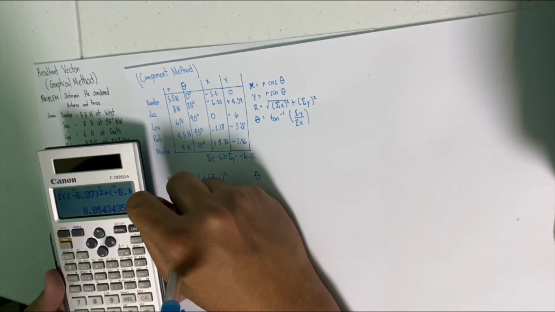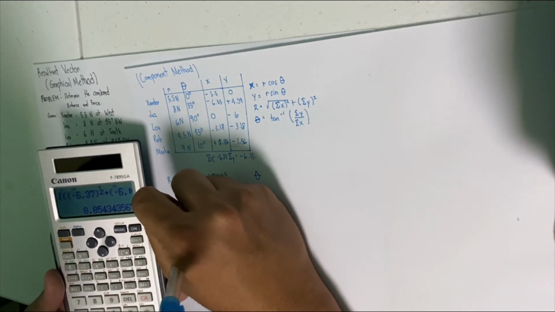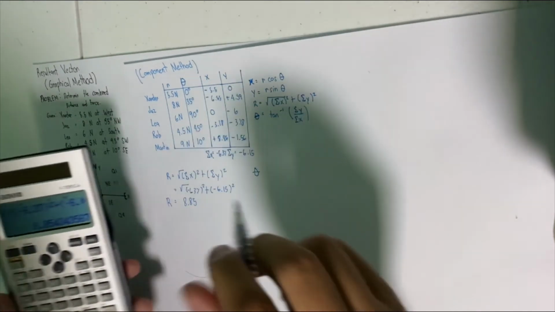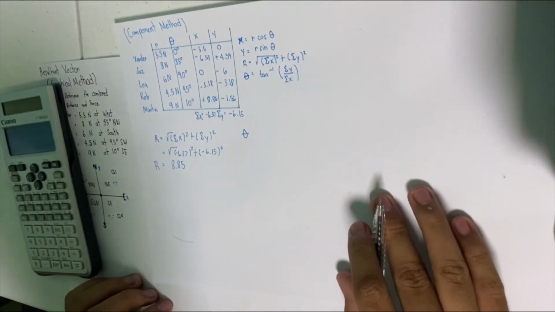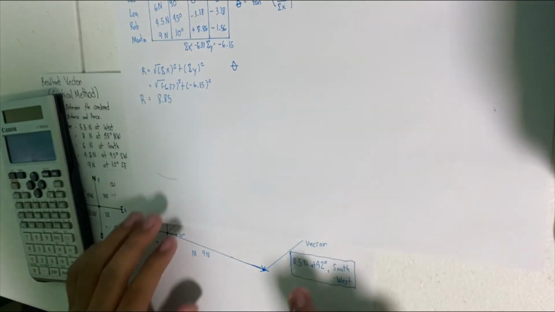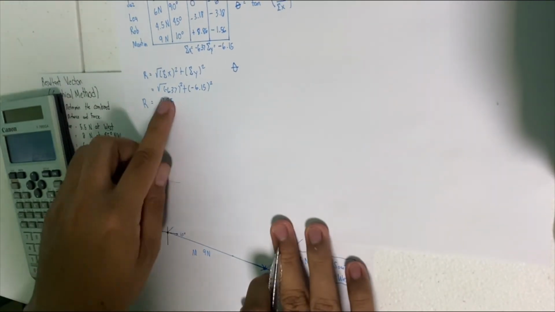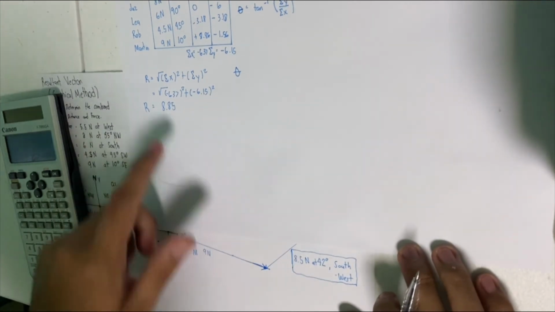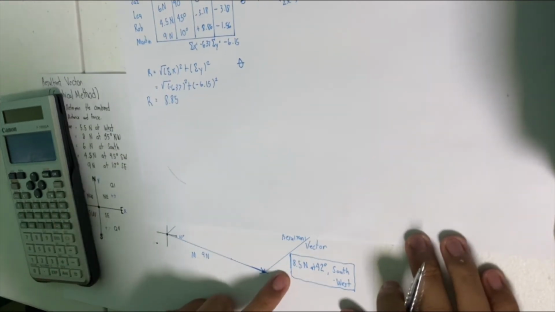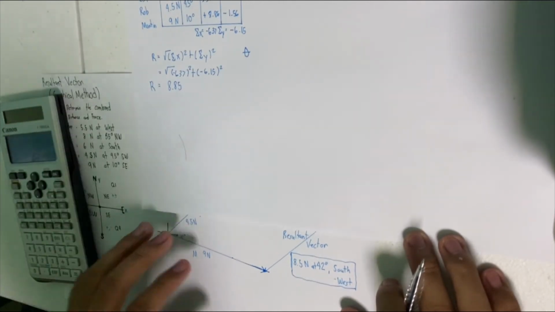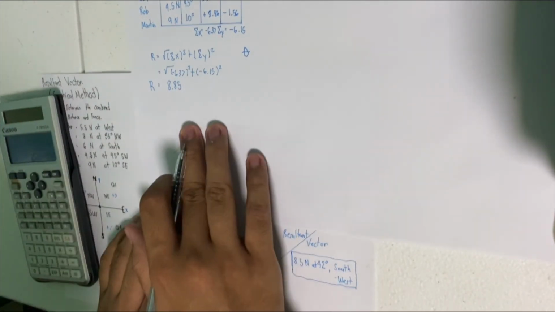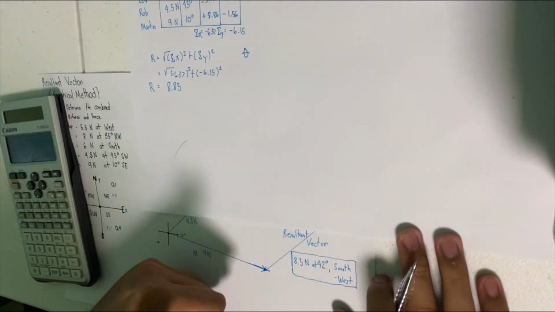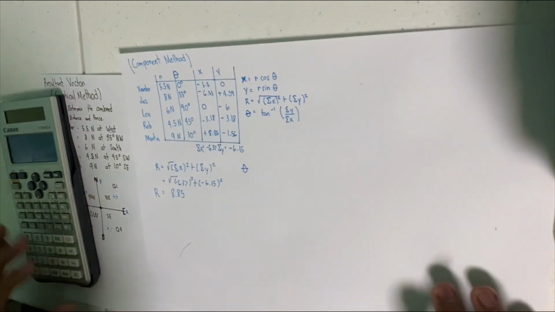So the resultant vector is 8.85. As we can see here, the graphical answer was 8.5. So it's very close. It's still 8 in the graphical and component methods. So it means your resultant vector in the graphical method is accurate. It's right, okay?